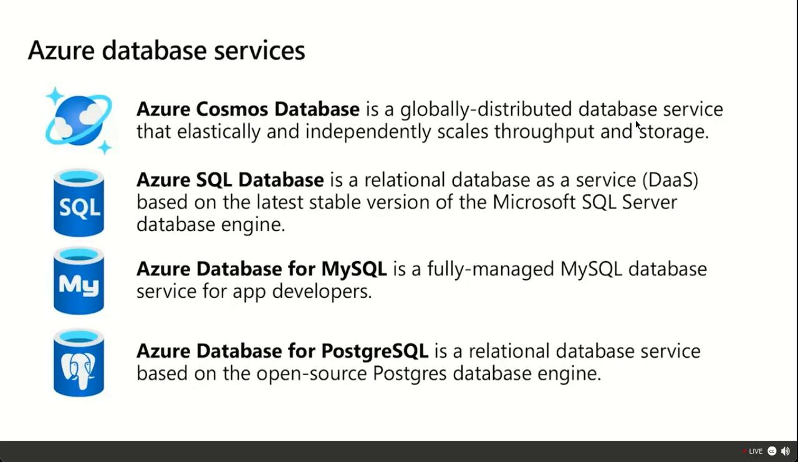And then looking at our SQL database offerings, we have Azure SQL Database, which is a relational database as a service based on the latest stable version of Microsoft SQL Server. It's a high-performance, reliable, fully managed, and secure database. Azure Database for MySQL is a fully managed SQL relational database service for app developers based on the MySQL Community Edition. And then we have Azure Database for Postgres. It's a relational database based on the open source Postgres database engine. We also have an Azure Database Migration Service. The Database Migration Service is a fully managed service designed to enable seamless migrations from multiple database sources to Azure with minimal downtime.